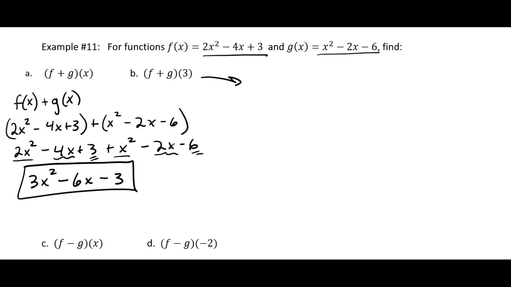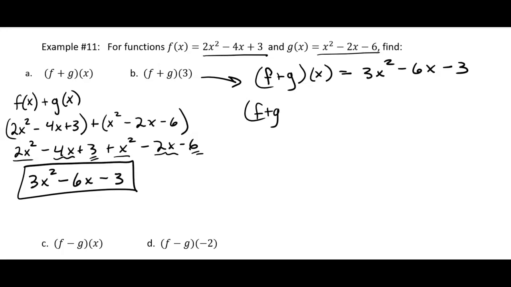Part B says, now we want you to evaluate what you got in part A. We want you to evaluate it at 3. So I'm going to recopy this. f plus g of x is equal to 3x squared minus 6x minus 3. Now we're going to do f plus g of 3. So we're going to put a 3 in. Too many 3's. Well, hopefully you know where all those 3's are coming from.